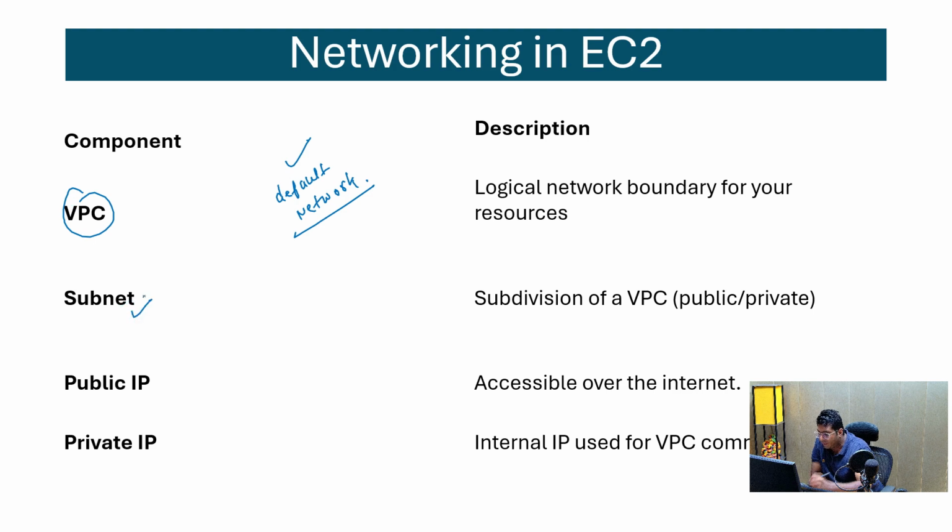You can choose your subnet. Then you can choose whether you need a public IP for this machine or not. If you're assigning a public IP for this machine, it is going to be accessed over the internet. But if you're not giving a public IP, that machine will only be available within a network, right? So then you only need a private IP, which is going to be an internal IP used for VPC communication.